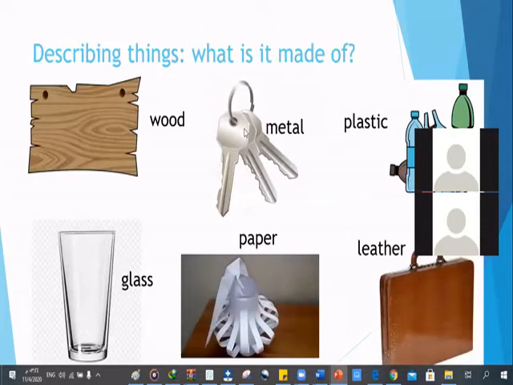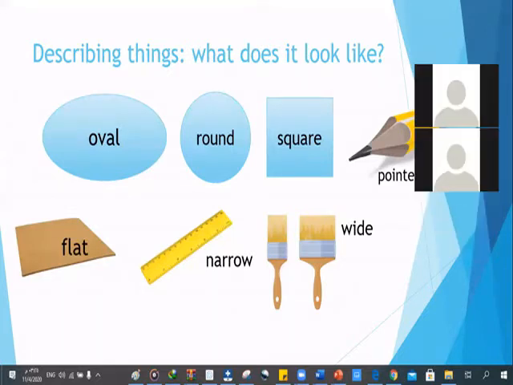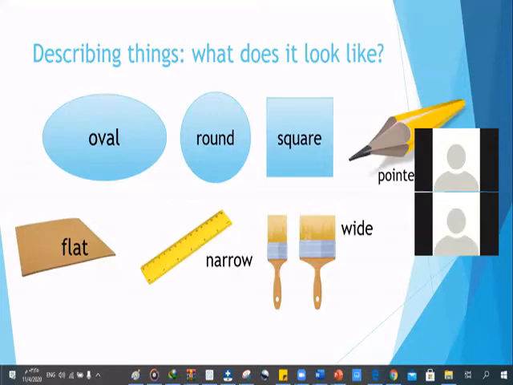So do you remember the part about describing things that we talked about last time? We said when we want to describe something or ask for a description of something, you say, what does it look like? So for example, if I come to Nada or to Saja or someone and I say, where is my pen? She would be like, what does it look like? I would say, this pen is blue, pointed, and, I don't know, narrow, for example. So this is how we describe things.